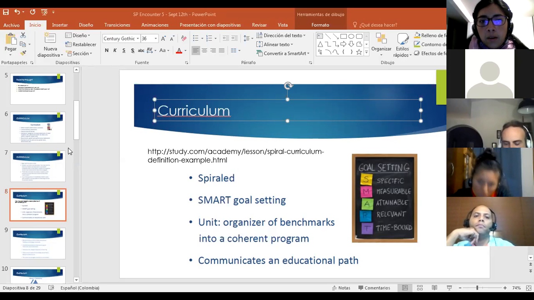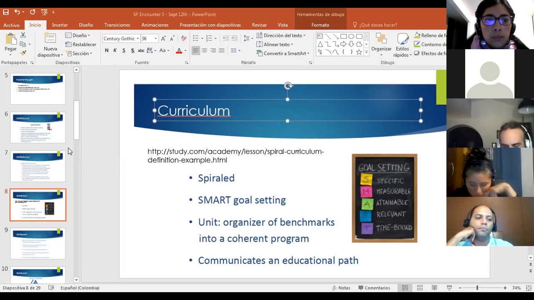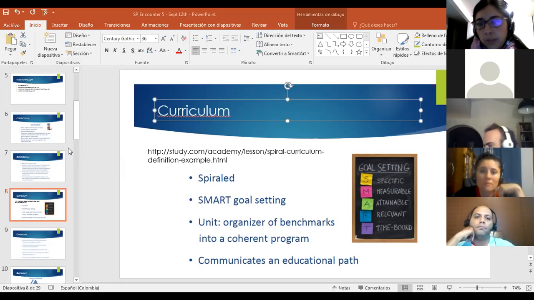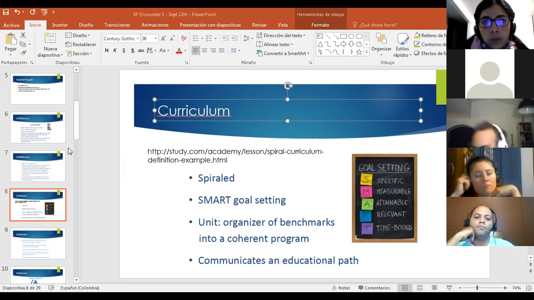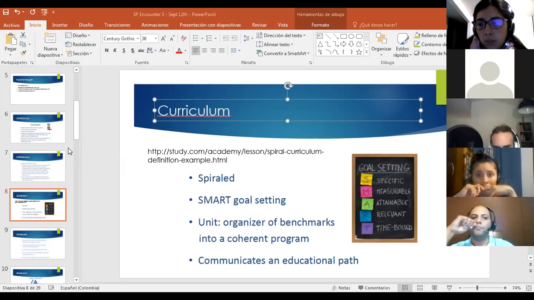Okay. Well, I have this part: students will be able to talk about their daily routine using the simple present tense. In that case, we could say that it is specific because we are saying that they are going to talk about their daily routine using the simple present tense. Measurable. Do you think it is measurable?